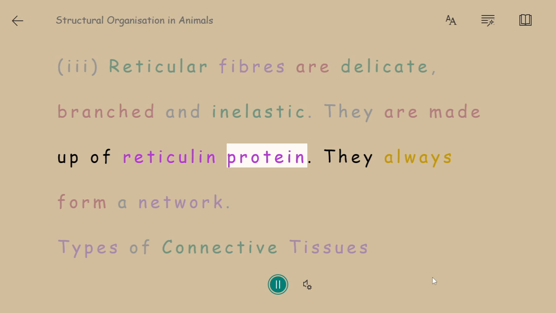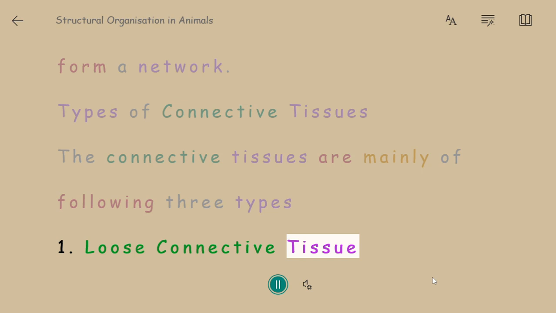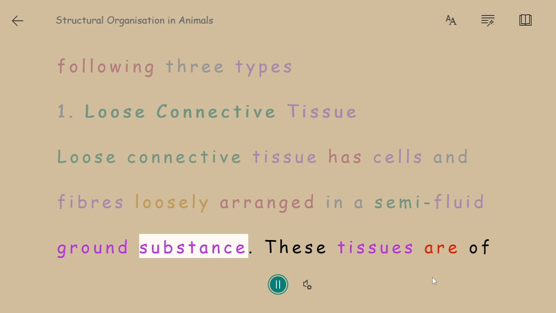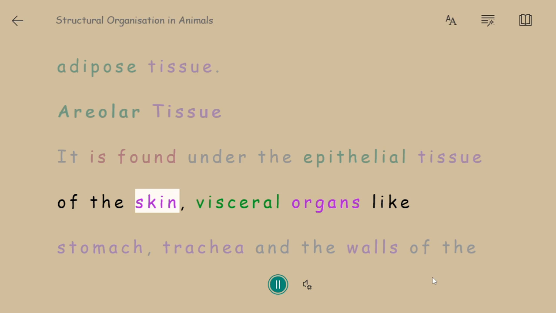Types of connective tissues. The connective tissues are mainly of the following three types. 1. Loose connective tissue. Loose connective tissue has cells and fibers loosely arranged in a semi-fluid ground substance. These tissues are of two types, i.e., areolar tissue and adipose tissue. Areolar tissue. It is found under the epithelial tissue of the skin, visceral organs like stomach, trachea, and the walls of the blood vessels, etc.